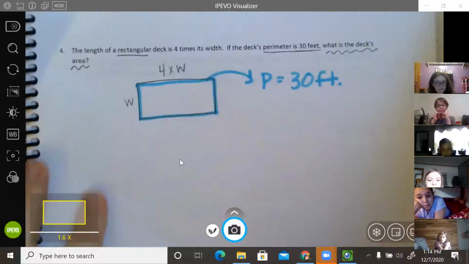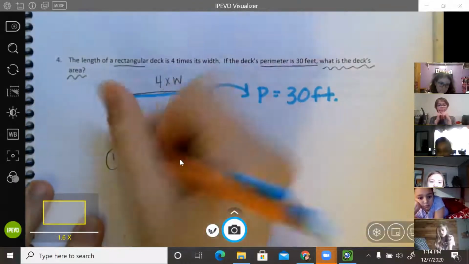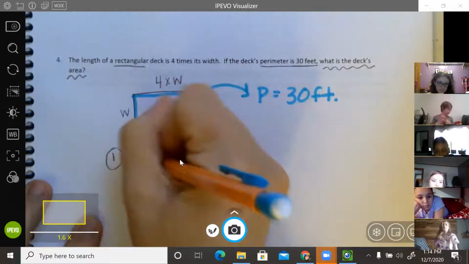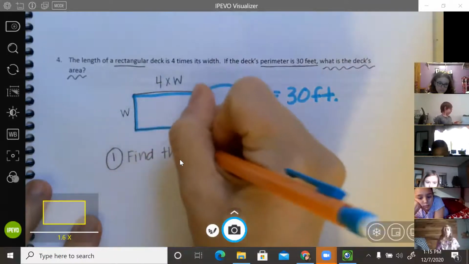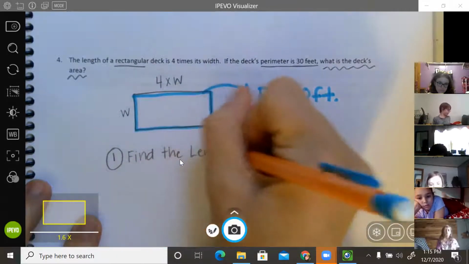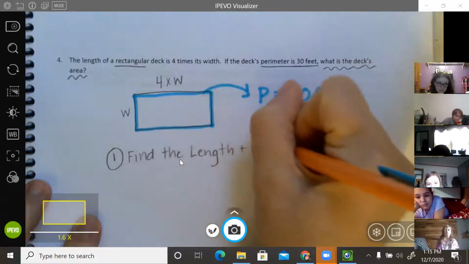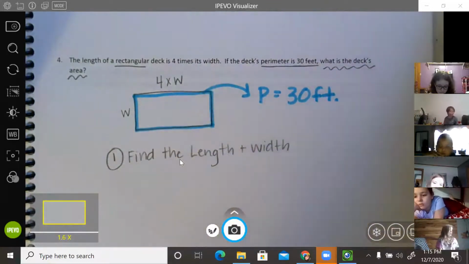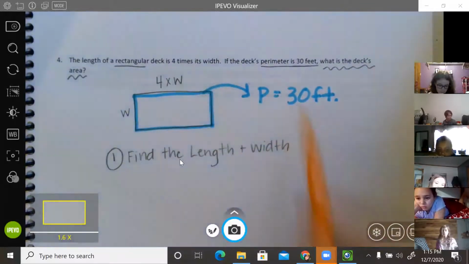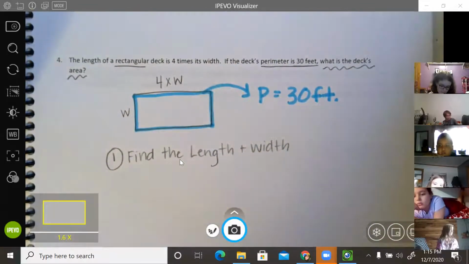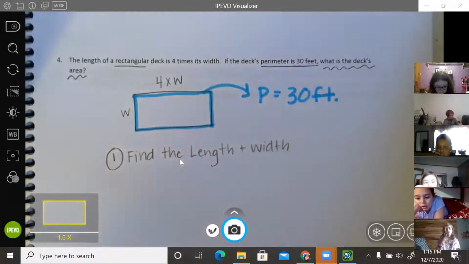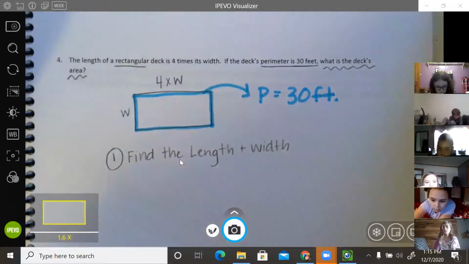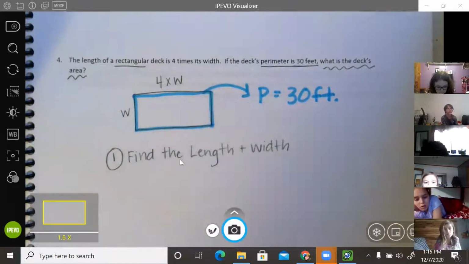The very first thing you're going to do is find the length and the width of this rectangle. I don't want you to solve yet. I want you to use what you know, and you should have this done already because you were supposed to try this before you came to the Zoom. But now you're going to collaborate with some people and see what you think.